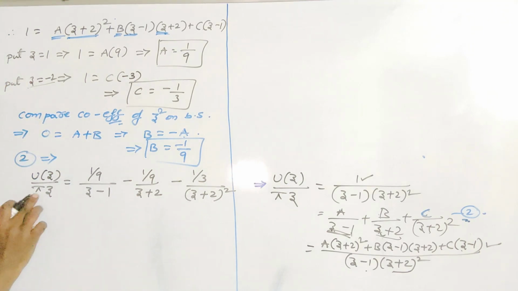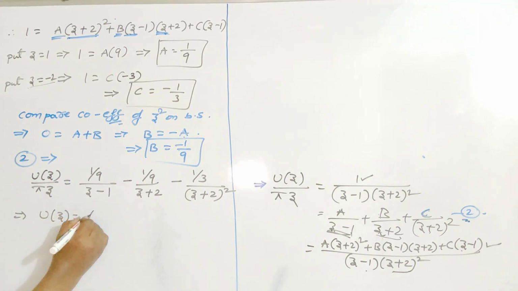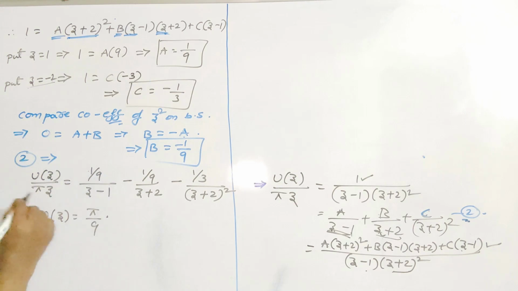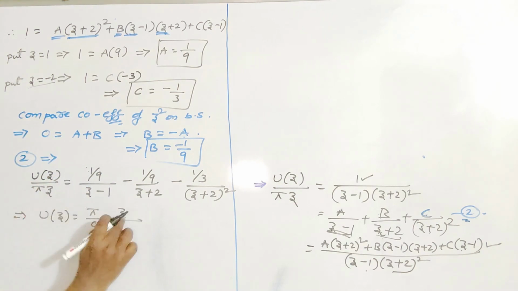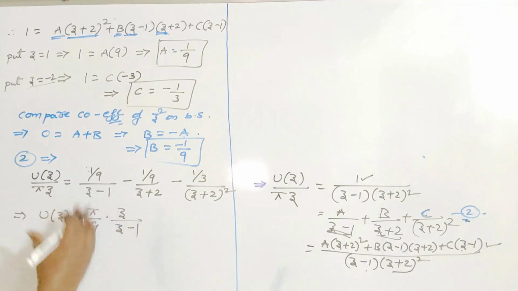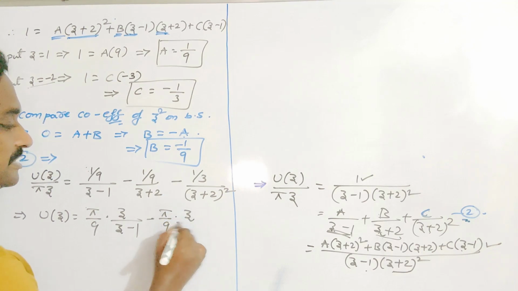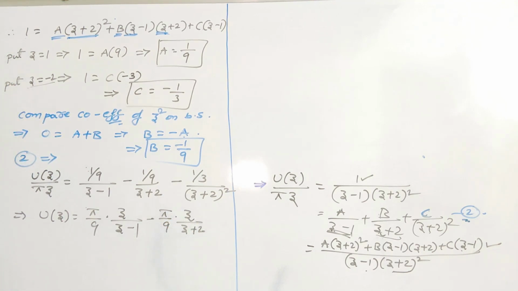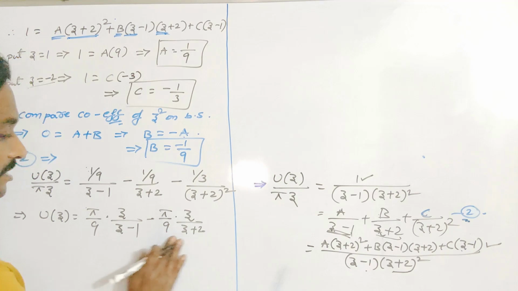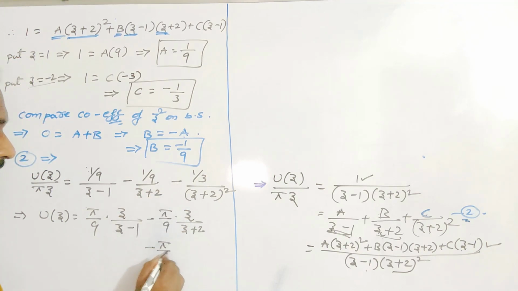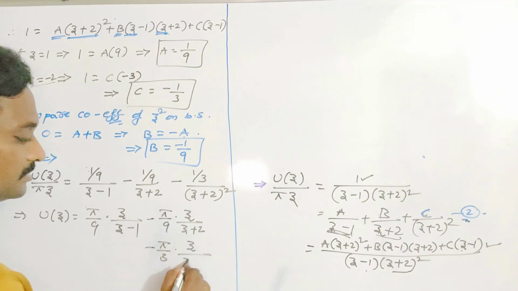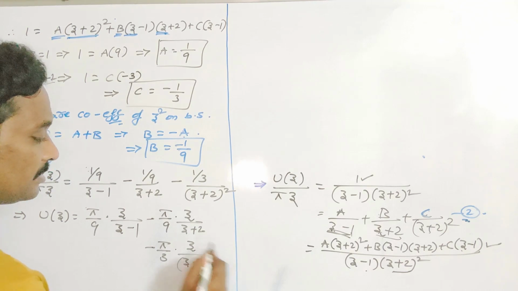Okay, so take this denominator pi z to the right side. So you will get u of z is equal to pi by 9 into, I will write pi by 9, 1 by 9 is constant. So pi into 1, pi by 9. And I am writing this z here to get the perfect formula. Here minus pi by 9 into z by z plus 2, plus, sorry, it is negative sign, minus pi by 3 into z by z plus 2 whole square.